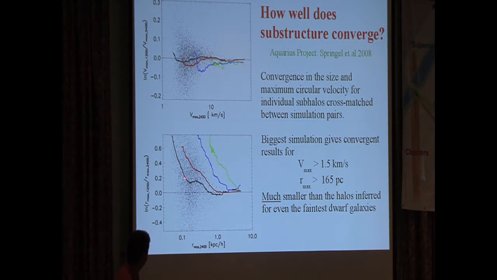So you can see for the second highest one, it agrees with the highest one to within 10% down to here somewhere, which is a couple of hundred parsecs. It's a very small size. Right? Remember, we're 8 kiloparsecs from the center of the Milky Way. So this means for the biggest simulation, if you extrapolate this trend, we think it gives convergent results, meaning within 10% in these quantities, down to characteristic velocities of only 1.5 kilometers a second. So that's much smaller than the characteristic velocity of stars seen in any known galaxy. Even the smallest galaxies have characteristic velocities of 5 or 6 kilometers a second. And for sizes, down to 165 kiloparsecs.